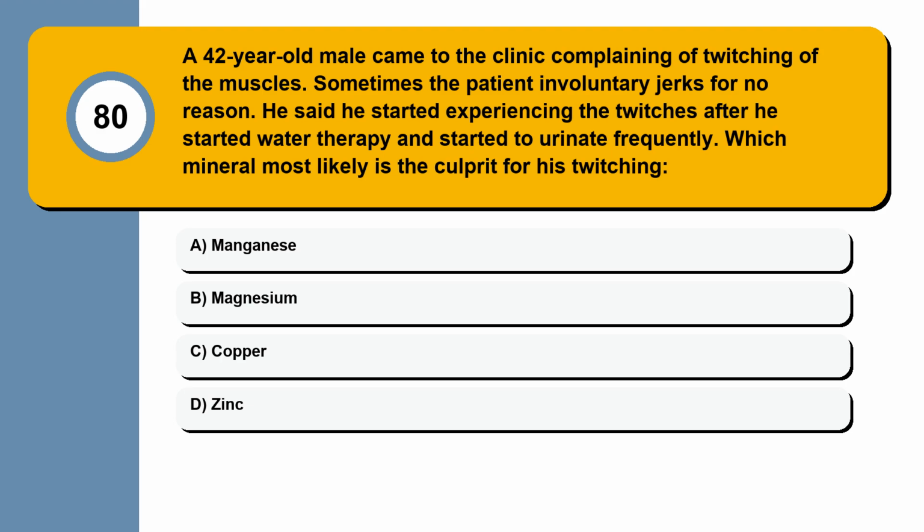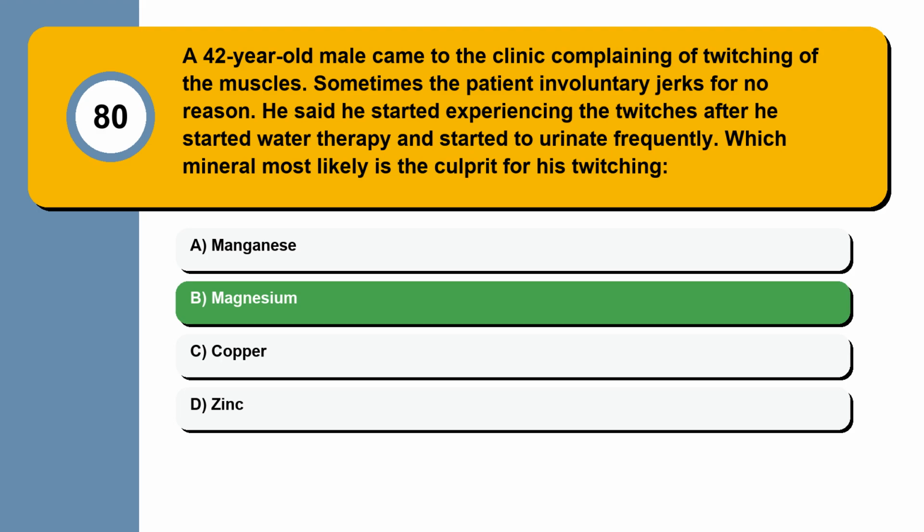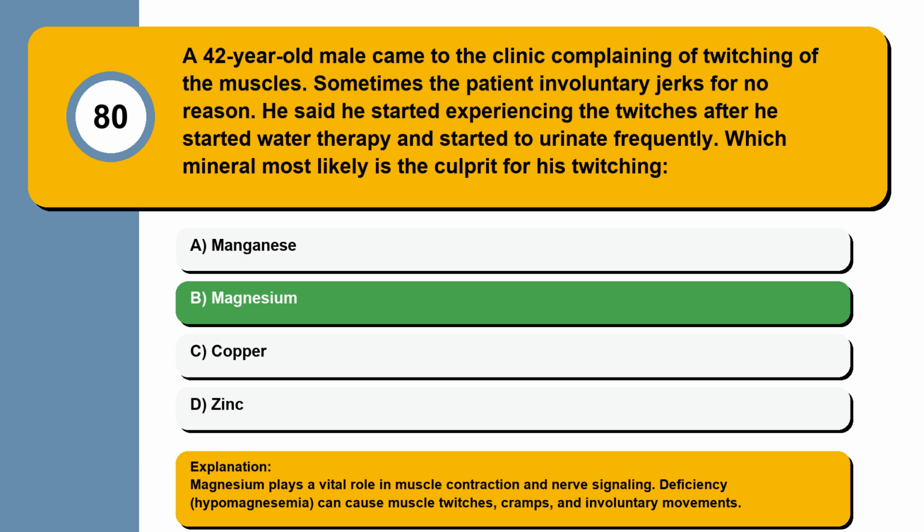Here are your options. Option A, manganese. Option B, magnesium. Option C, copper. Option D, zinc. The correct answer is option B, magnesium. Explanation. Magnesium plays a vital role in muscle contraction and nerve signaling. Deficiency, hypomagnesemia, can cause muscle twitches, cramps, and involuntary movements.